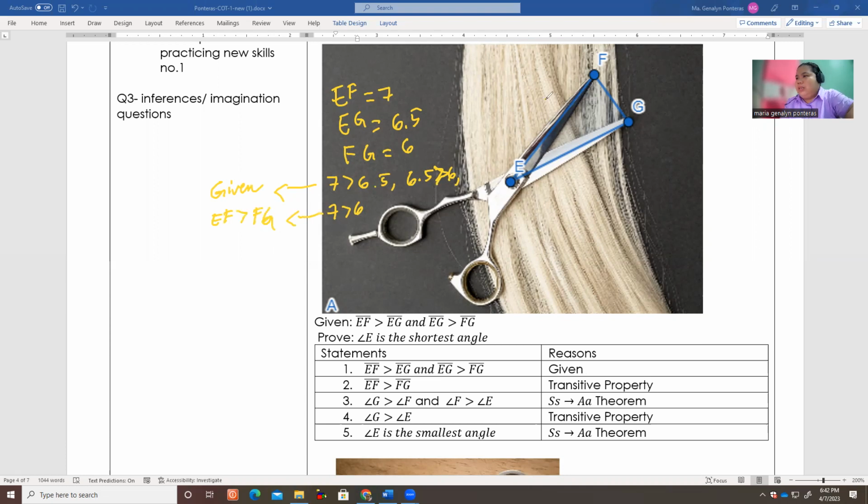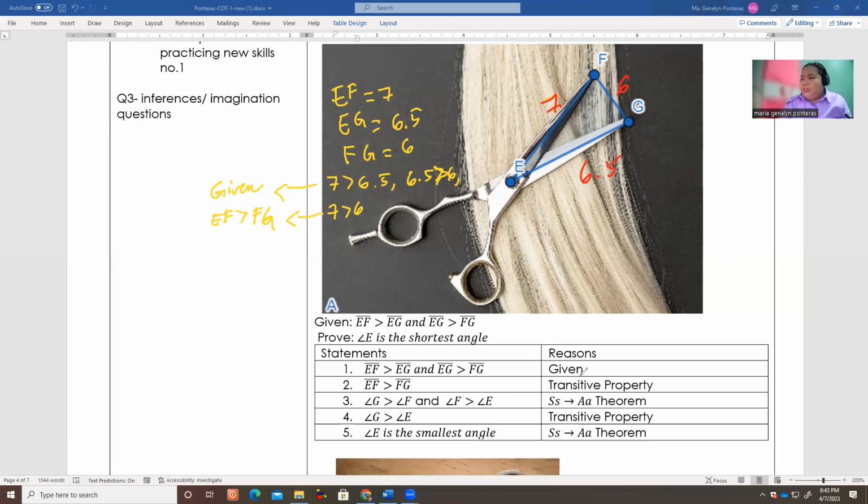And so let's say ito 7, tapos ito ay 6.5. Tapos ito ay 6. Ito, si 7 mas malaki kay 6.5, si 6.5 mas malaki kay 6. So we can say si 7 mas malaki siya kay 6. Ganun ko siya tinuro para matanggap ng bata yung statement number 1 and number 2. Kasi usually pag true letters, hindi nila ma-accept kaagad yan. So you need to give closer examples para mas matanggap nila kaagad, mas ma-absorb.